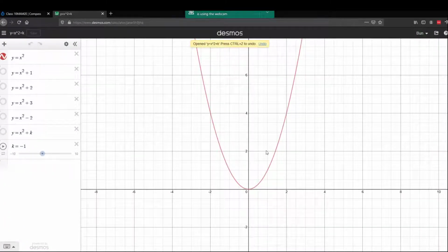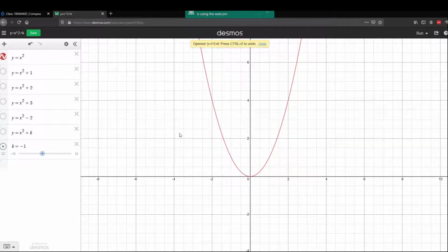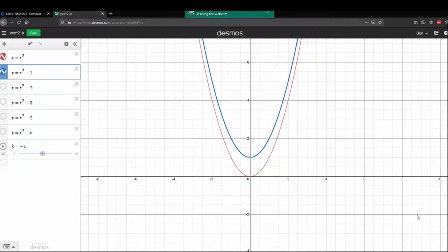Here's our base graph, y equals x squared. What does y equals x squared plus 1 look like? So k is equal to 1. Can you see, it shifts the graph up 1 unit, or moves the graph 1 up, in the y direction. If I plot the next one, it will move the graph up 2 units, and 3 units up in the y direction.